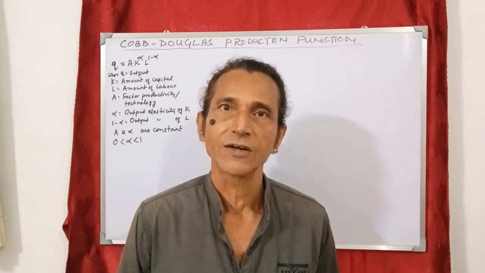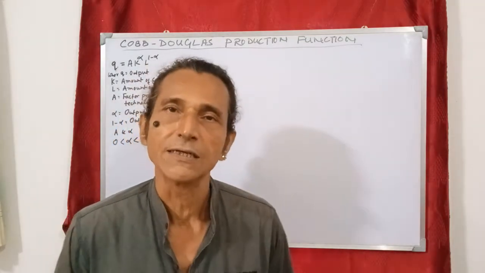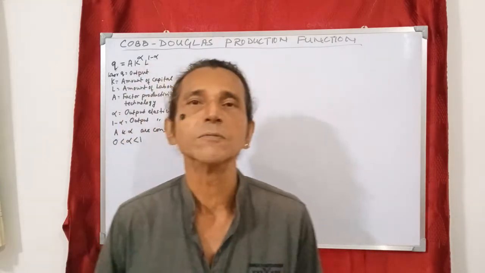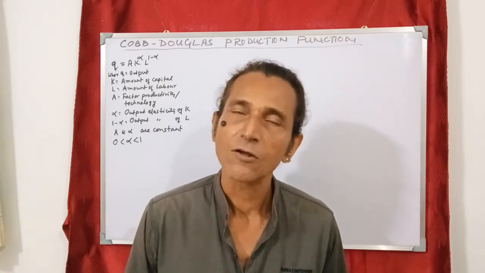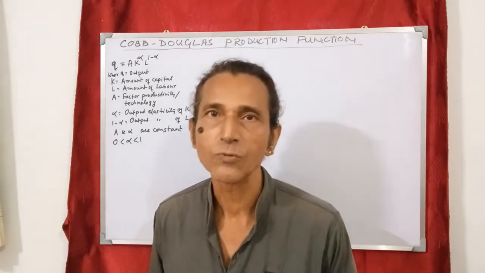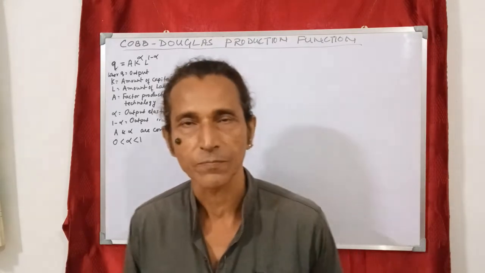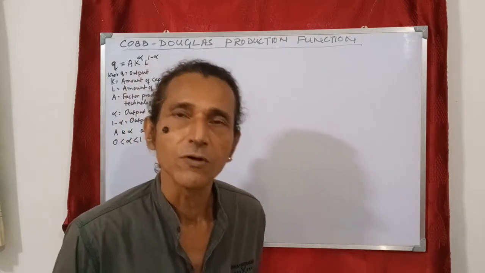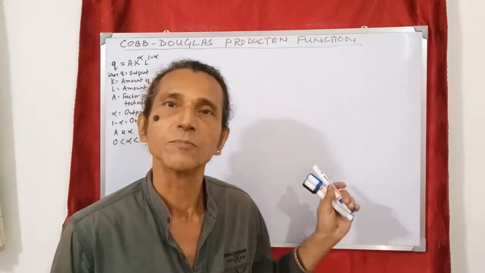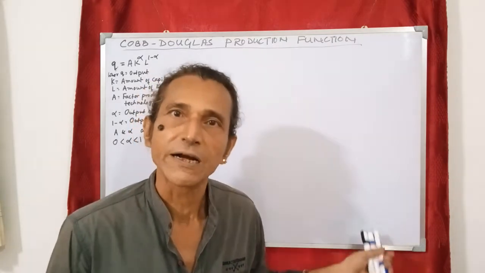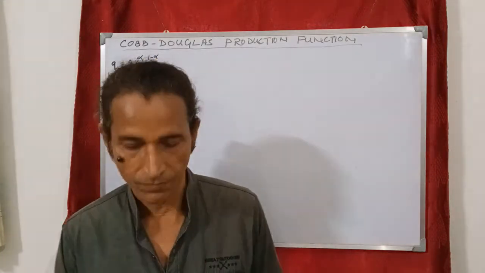Now, Cobb-Douglas production function, developed by Charles Cobb and Paul Douglas in 1927, is based upon empirical findings that the share of capital and labor in the total output of the advanced economies remained almost constant. So this is the basis of Cobb-Douglas production function. Remember, Cobb-Douglas production function is not based on any economic study or engineering study. It is based on statistical analysis.